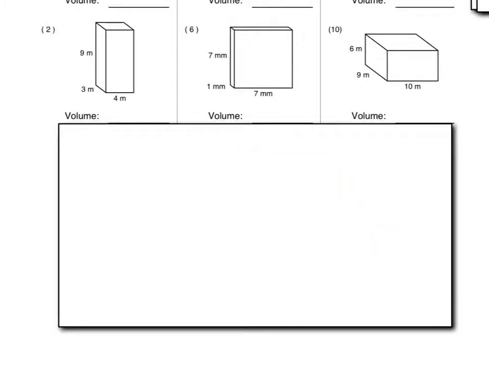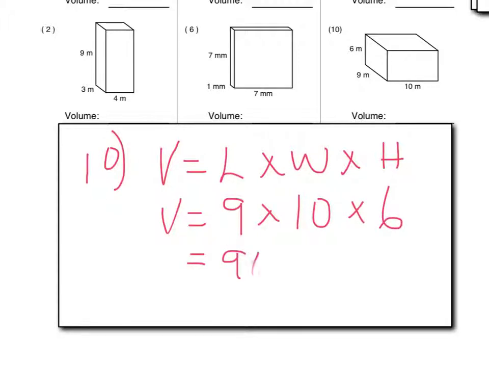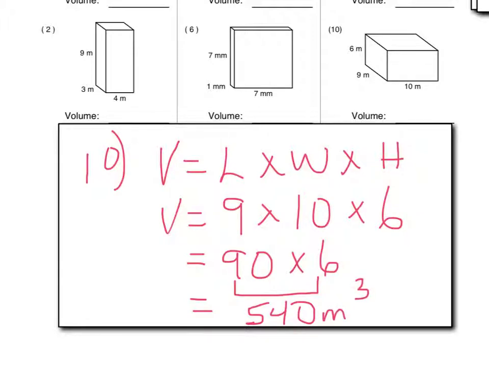Last one that we are practicing with, number 10. Volume again, length times width times height. Repeating it over and over should help you memorize these formulas. Volume then equals 9 times 10 times 6. So 9 times 10 is 90. 90 times 6, I can use annexing 0 to help me with this. 9 times 6 is 54. I'd add on that 0, 540 meters cubed.